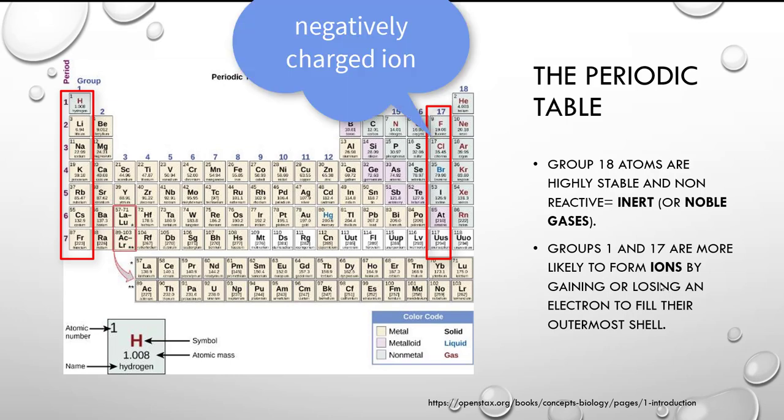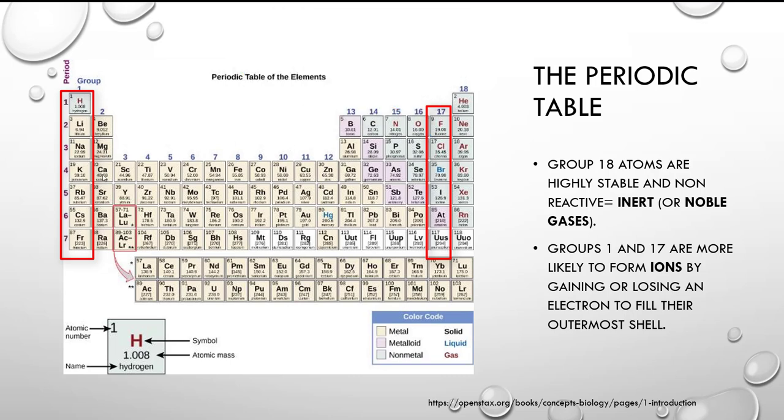So just by looking at this periodic table, you can already start predicting which elements would react with whom, and what they're more likely to do.